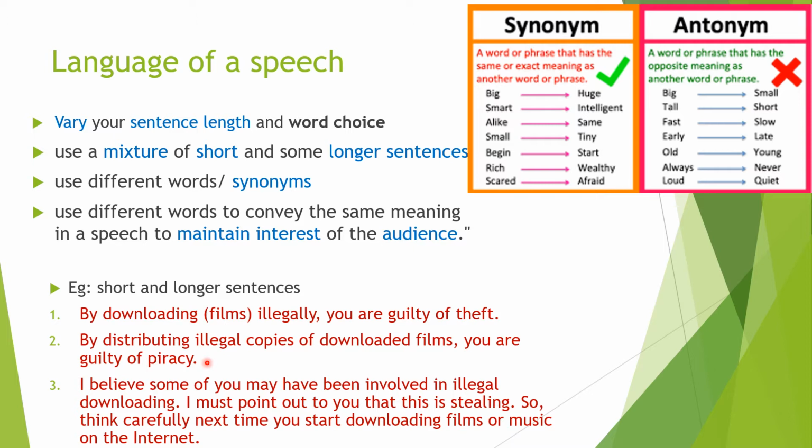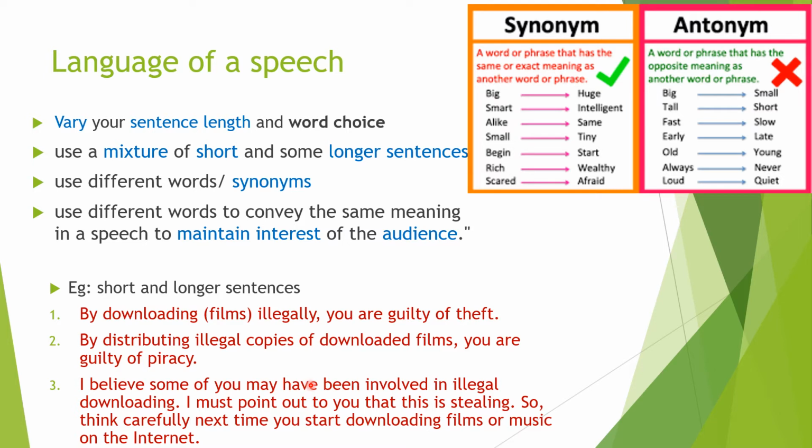So that sentence is longer, but of course you can also use a very long sentence to show variation. "I believe some of you may have been involved in illegal downloading. I must point out to you that this is stealing. So think carefully next time you start downloading films or music on the internet." This is just an example of making sentences long when you are writing or giving a speech.